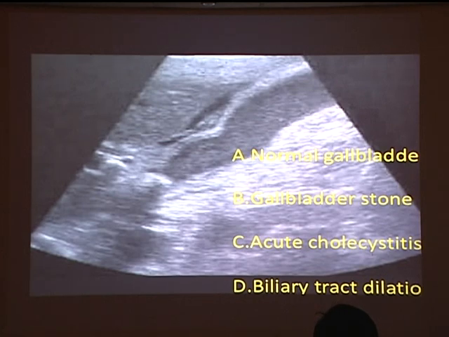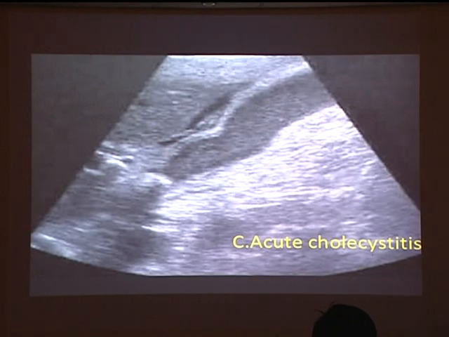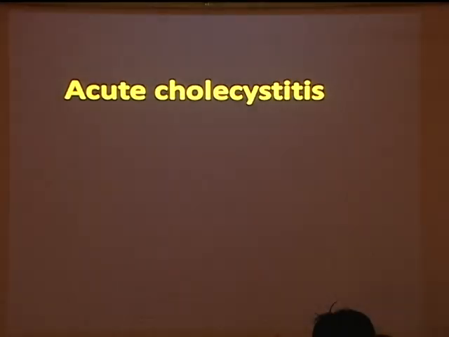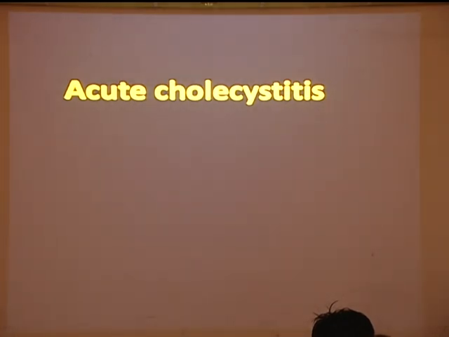So, acute cholecystitis is right. Acute cholecystitis is a common disease we see, and ultrasound is often the main tool. We do the ultrasound for the gallbladder, and we just want to find out if it is acute cholecystitis.